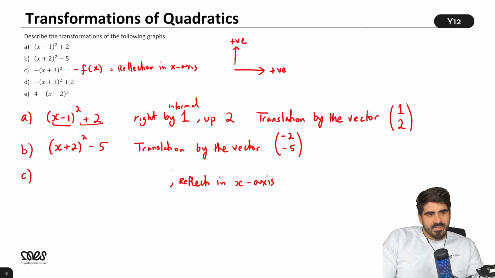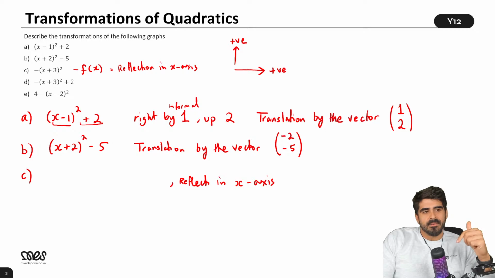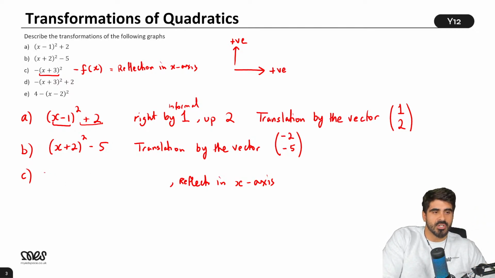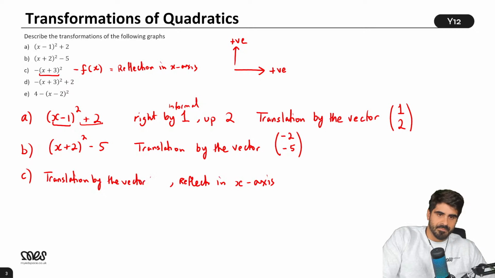BC has said minus 3, 0. Okay, good. So it's only moving to the left by 3 units, right? There's only that x plus 3. It's not doing anything in the y. It's not moving up or down. So it's only moving to the left by 3. So this is just a translation by the vector, and that would be minus 3, 0. It's only moving 3 to the left.